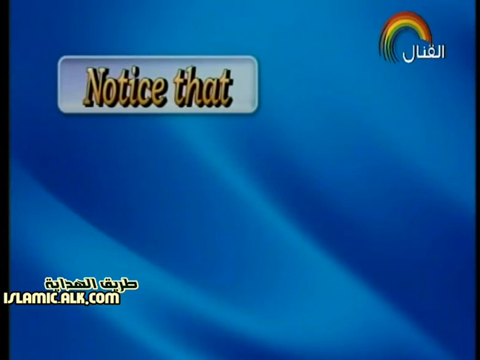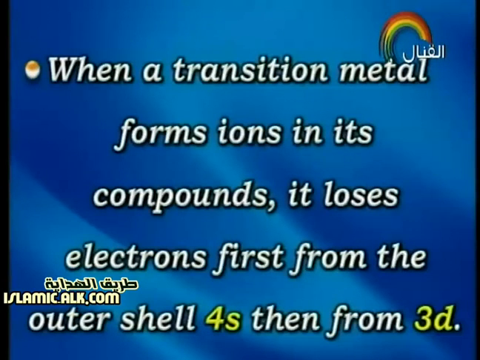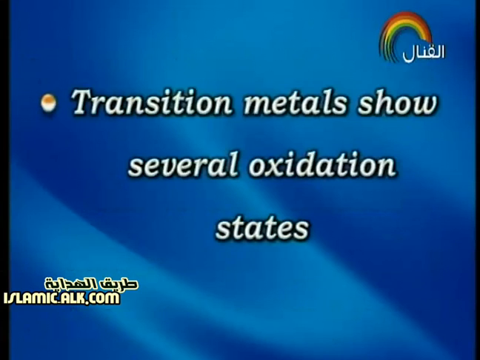My dear student, notice that the atom is more stable if the d sublevel has no electrons, is empty, or is half-filled, d5, or completely filled, d10. When a transition element forms an ion in its compounds, it loses electrons first from the outer shell 4s, then from 3d. So we have a division at this point.